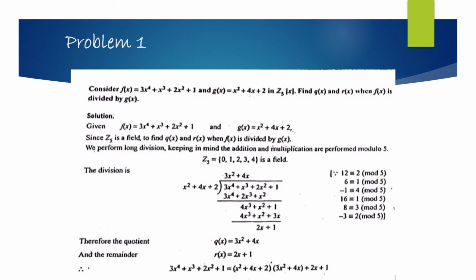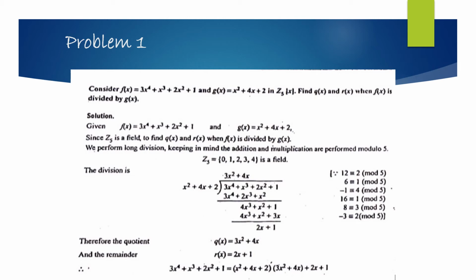Okay, we'll continue with the second problem. So f of x is equal to 3x power 4 plus x cube plus 2x square plus 1, and g of x is x square plus 4x plus 2 in the modulo of 5. Find the quotient and the remainder when f of x is divided by g of x. So now the divisor is g of x and the dividend is f of x, and you're going to divide this dividend over the divisor, and you're going to jot down the remainder and the quotient.